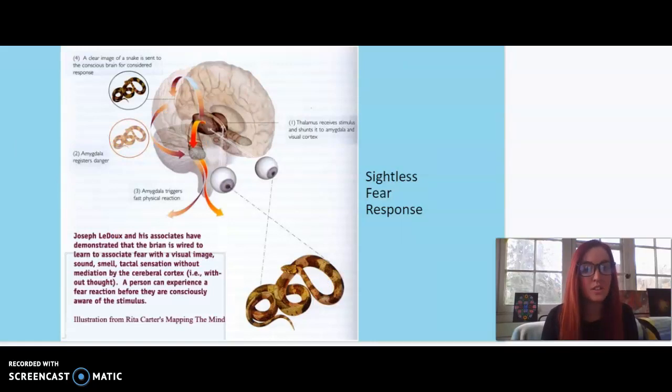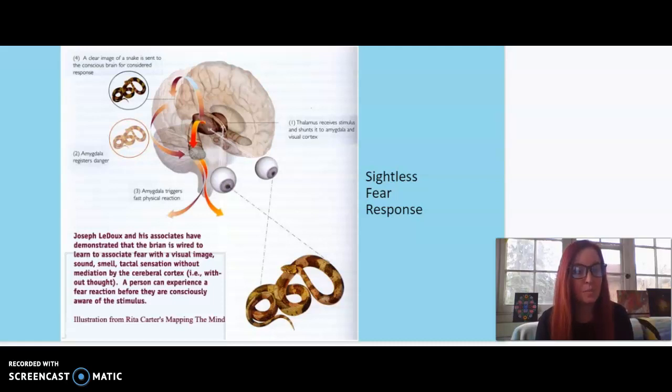Some other things that the textbook mentions that are sort of important in noting when it comes to emotion is that sometimes cognition doesn't need to precede emotion. This is a really interesting theory and research done by Joseph LeDoux, I think it is, on what we call the sightless fear response.